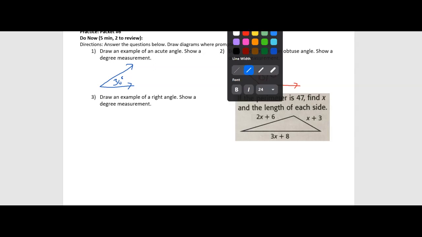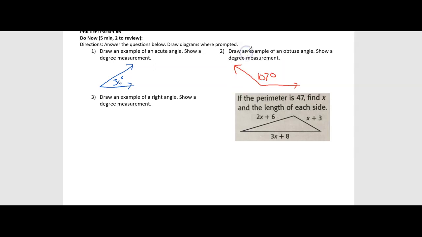Number 3 says, actually there's 4 questions here, I just didn't label the 4th one. Draw an example of a right angle. No need to put a measurement there. If I wanted to put a measurement, I could put 90 degrees. Only need one of those. The box implies that the degree measurement is 90.